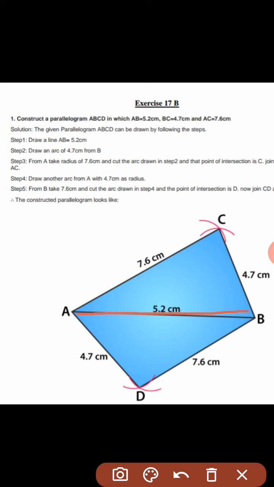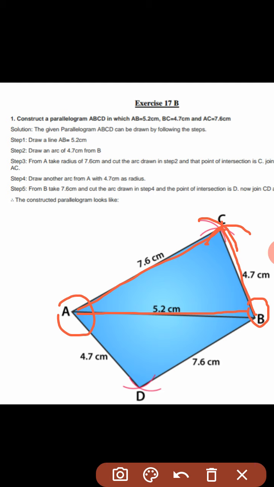Then in the second step, draw an arc of 4.7 centimeter from point B. So from point B we will cut an arc of 4.7 centimeter. Then step 3, from point A with a radius of 7.6 centimeter, cut the arc drawn in step number 2. So from this point A we have to cut another arc of 7.6 centimeter. Then we have to join BC and AC.